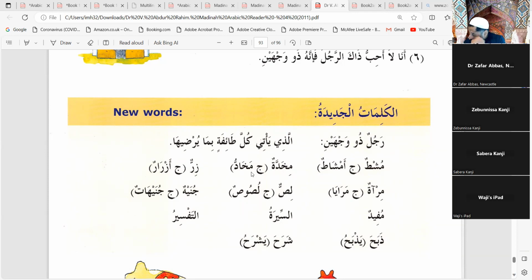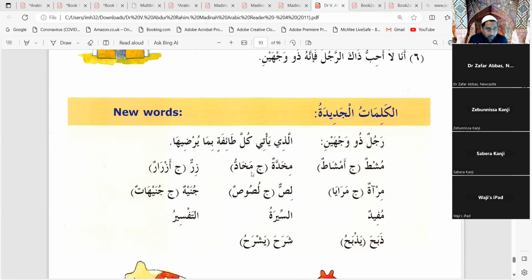Lissun, lusus. Yep. It's a thief. Yep. Junaihun, pound. Junaihatun. Correct. Then mufidun, useful. Yep. Siratu, asiratu. Correct. That is biography.